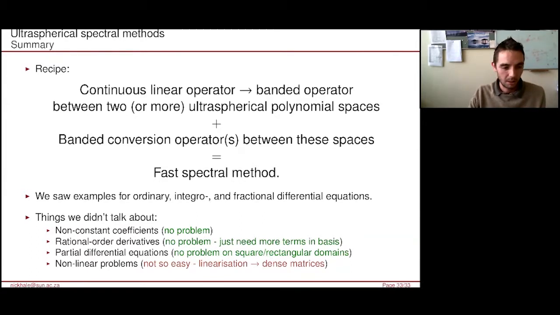There are some things I didn't quite have time to talk about. Non-constant coefficients turn out to be almost no problem. If these things are polynomials, we can write them as banded operators. I only briefly spoke about half-order derivatives and half-order integral equations. It turns out we can do rational order cases too. The extension to partial differential equations is no problem. The real problem is nonlinear differential equations. The problem is that you end up with dense matrices when you do that, but that's maybe a topic for another day. So I think I'll finish there.